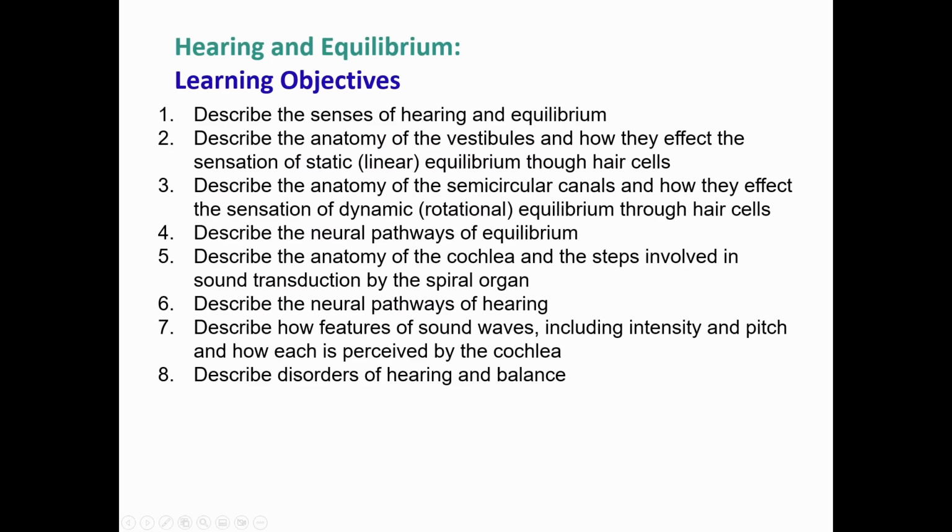All right, so last video for the senses where we're going to get into hearing and equilibrium. These are together since they are both going to involve the ear. So we're going to talk about those senses. We'll look at the anatomy of the vestibule. We'll look at hair cells for equilibrium, semicircular canals for rotational equilibrium, and then get into those neural pathways as well as get into all of the pieces that are involved with hearing, and talk about how we transmit sound waves into an action potential.